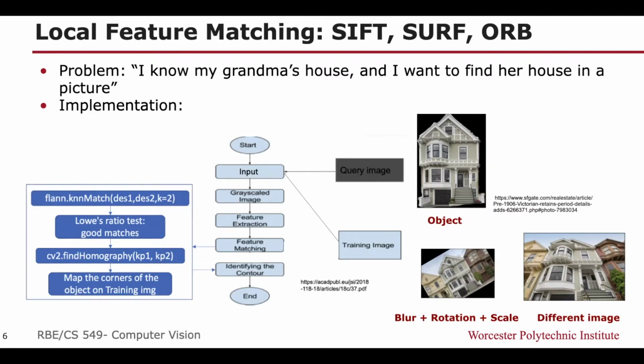So the local feature matching answers the question: if I know my grandma's house, how do I find her house in a picture? First we take out the object and use it as the query image. Second, we use SIFT, SURF, or ORB to extract features in the grayscale image. The outcomes are the key points and descriptors. Then we match the descriptors using 2 nearest neighbors and use Lowe's ratio test to decide if a match is good enough. Finally, to identify the contour, we use homography to map the points in the query image to the corresponding points in the training image.